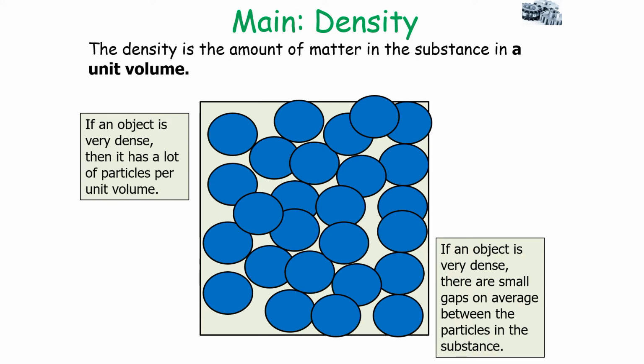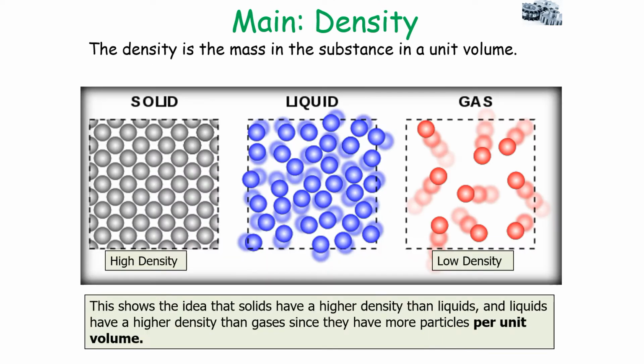So when we consider our density of an object either being very dense or not very dense at all, we can link this into the states of matter. So we can say that solids have a higher density than liquids, and liquids have a higher density than gases since they have more particles per unit volume.